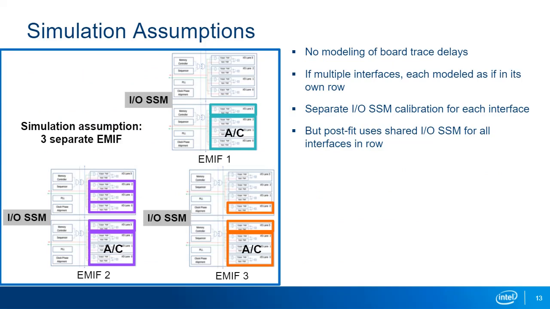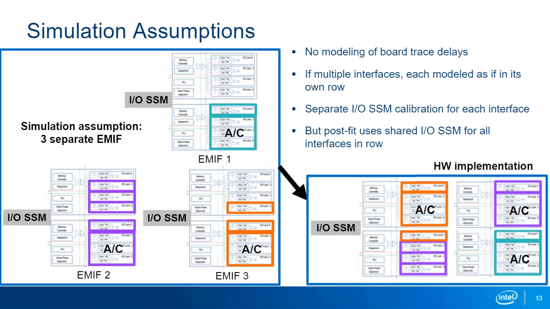When simulation is performed on one or more memory interfaces, a few assumptions are made. First, there is no modeling of board trace delays, since this is external to the FPGA. Next, if you are simulating multiple interfaces that have been placed in the same row at the top or bottom of the device, the simulation operates as if the interfaces are placed in their own separate rows, each with their own unique I/O SSM blocks. Calibration happens in parallel between the multiple interfaces, but the simulation does not continue until all interfaces are calibrated.